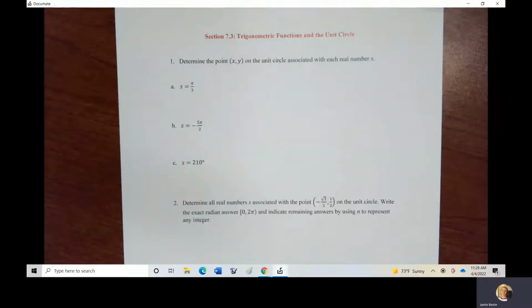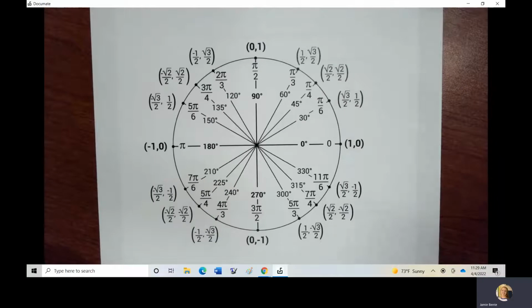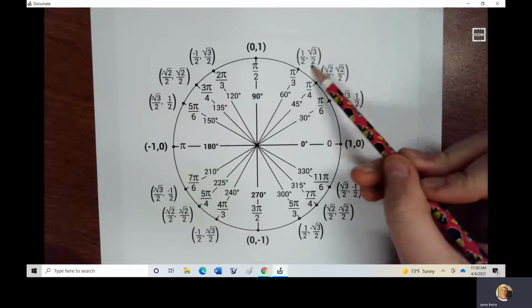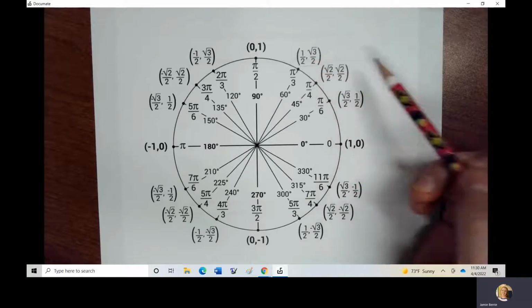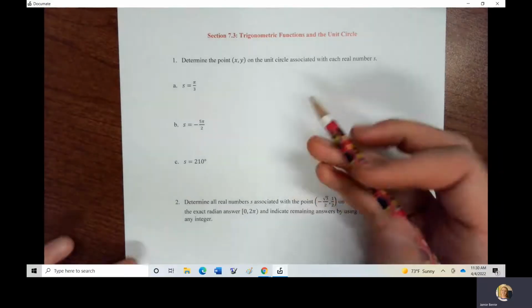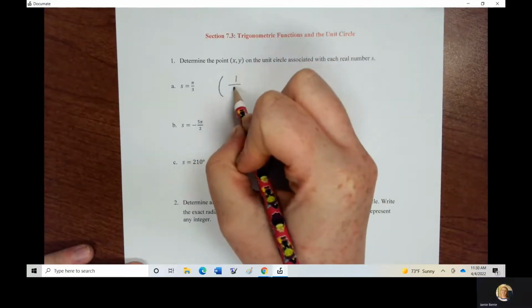Question number 1 says, determine the point x, y, so the coordinate on the unit circle associated with each real number s. All right, so part A is s equals pi over 3. You look at your unit circle and you say, okay, at the angle pi over 3, the coordinate is 1/2 comma square root of 3 over 2. So that is the point on the unit circle associated with the real number pi over 3.